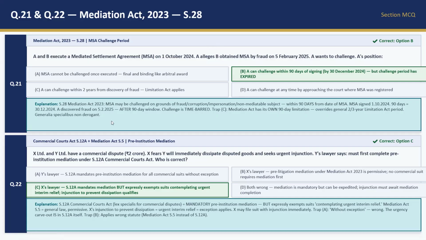So Section 28 of Mediation Act says that a mediated settlement agreement may be challenged on grounds of fraud, corruption, impersonation, or non-mediatable subject within a period of 90 days from the date of the mediated settlement agreement. So MSA was signed on 1st of October. So 90 days expired on 30th of December. Okay? So it is not challengeable because it is time bound.